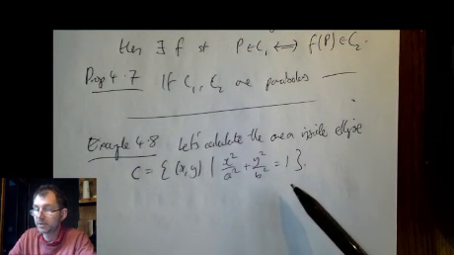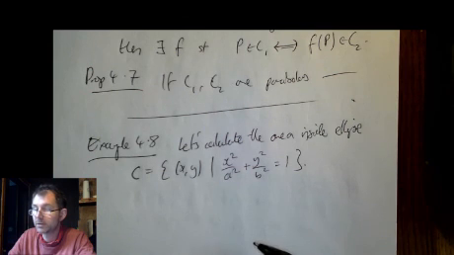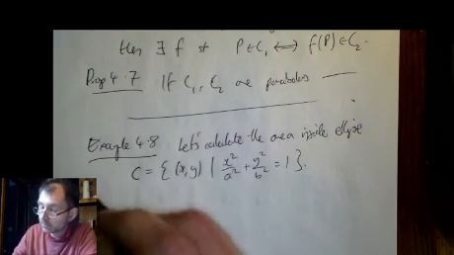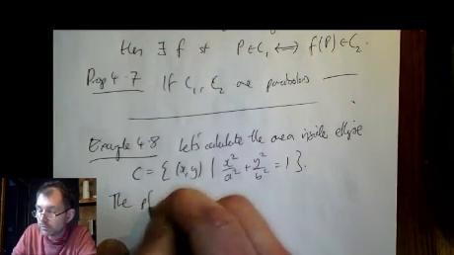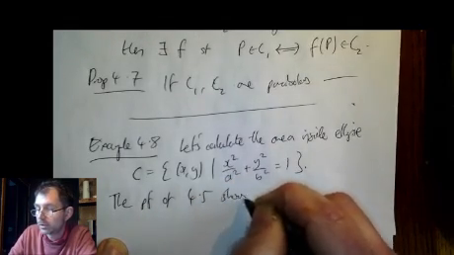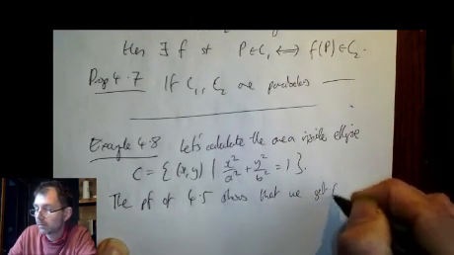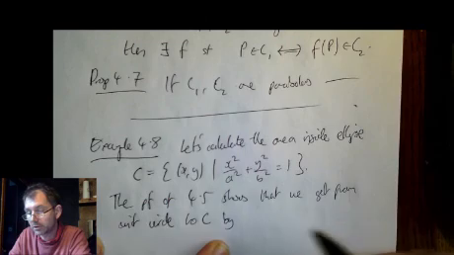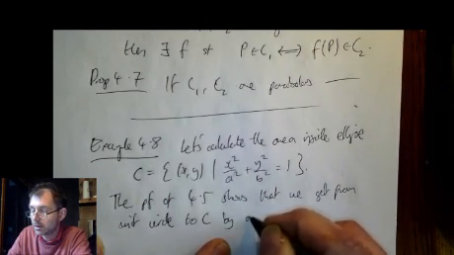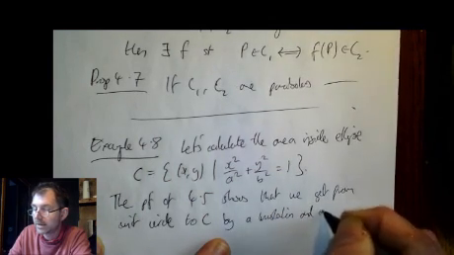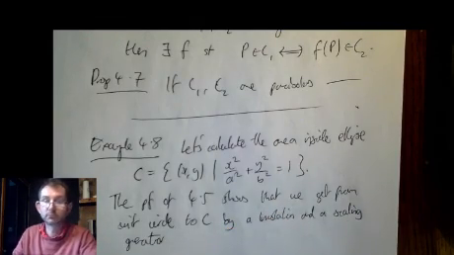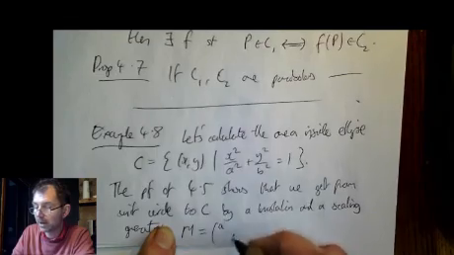So going back to the proof of proposition 4.5, we saw that we could get from the unit circle, which has area pi, to this ellipse if we applied a scaling operator M. So the proof of 4.5 shows that we get from the unit circle to C by possibly a translation and then a scaling operator M, which was equal to AB.